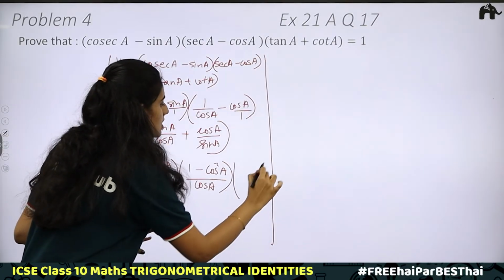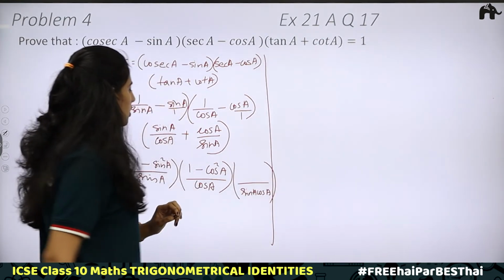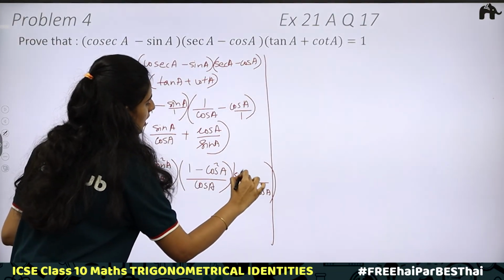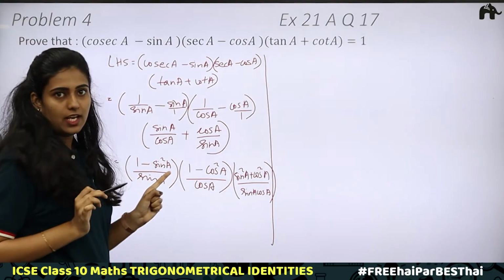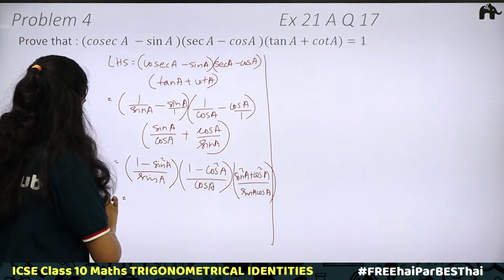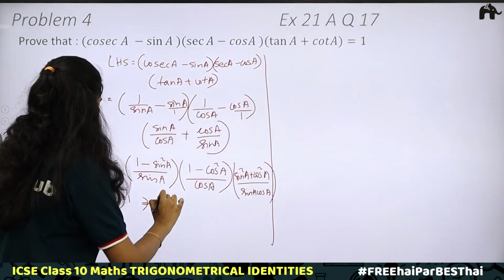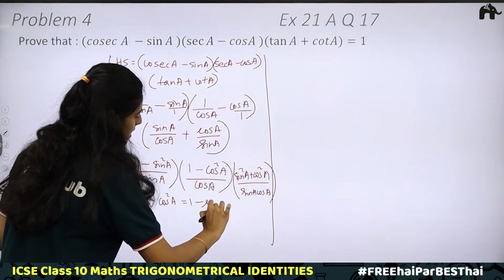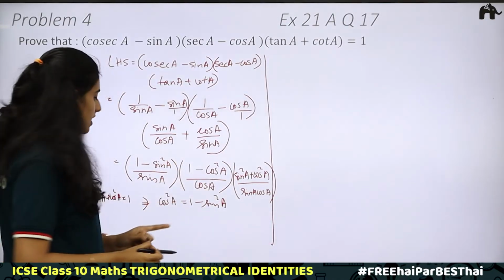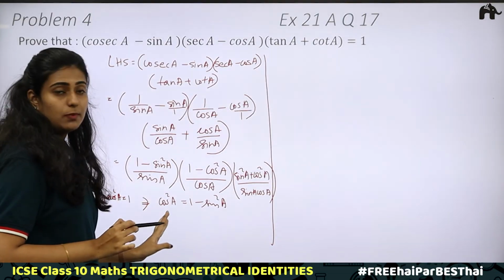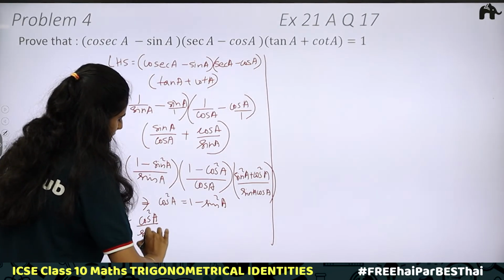Now the next bracket. Here what is the LCM? We have cos A and sin A, which means the LCM will be sin A cos A. In the numerator, cross multiplying, sin A into sin A is sin square A plus cos A into cos A is cos square A. What is 1 minus sin square A? We have sin square A plus cos square A equal to 1, which implies cos square A equals 1 minus sin square A. Therefore, in place of 1 minus sin square A we can write cos square A. Similarly, what is 1 minus cos square A? Since sin square A plus cos square A is equal to 1, sin square A will be equal to 1 minus cos square A.